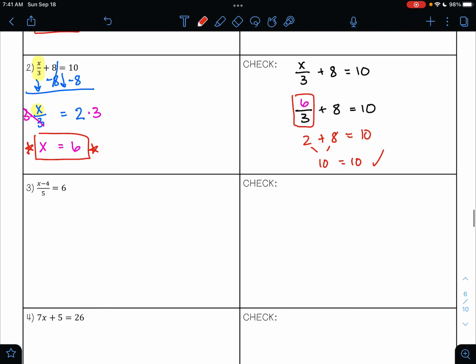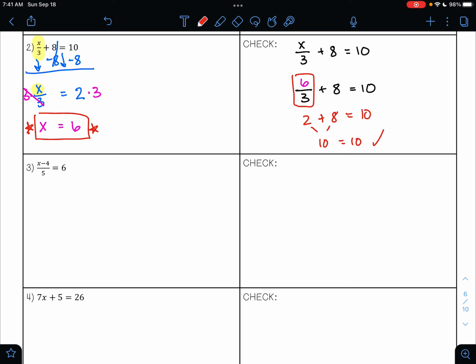Let's try another one. On number 3, this one looks a little bit different, so let's look at this one closely. We have x minus 4 divided by 5. So here, x minus 4, that whole thing is in my numerator. So right now, I can't do anything until I get rid of this fraction. So how could I undo division? Multiplication. So I'm going to begin by multiplying both sides by 5.